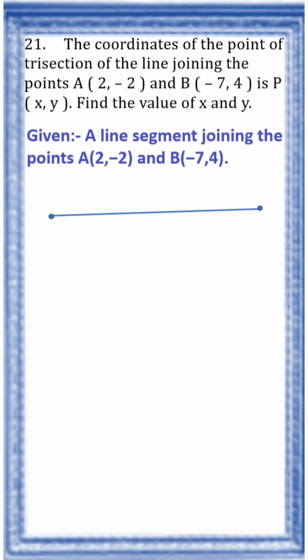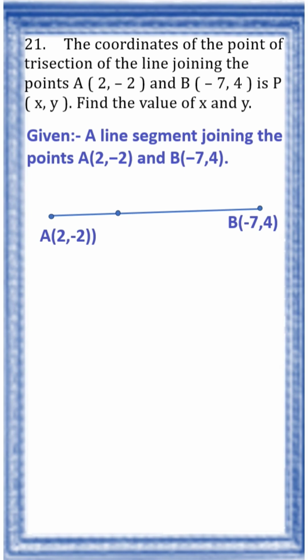This is the line joining the points. Okay, A is what? B came first. Okay, let it be. Nothing will happen. A is 2, negative of 2. B is negative of 7, 4. Now, this point is the first point of trisection. Means there will be 2 points.